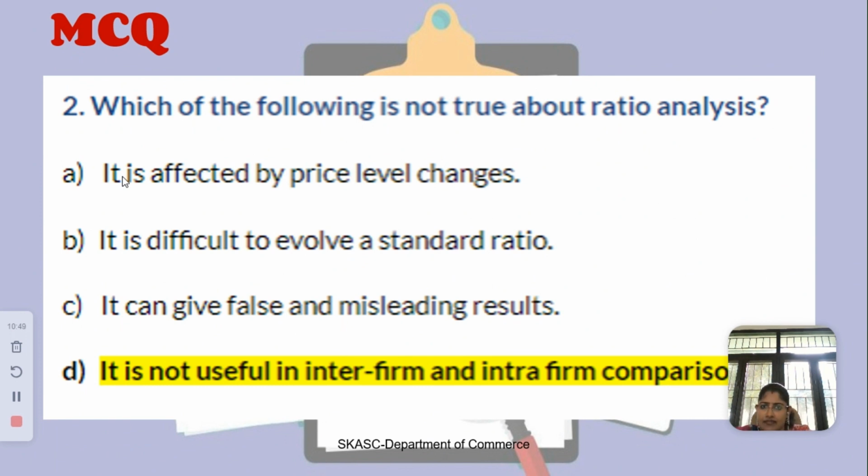Next, which of the following is not true about ratio analysis? First thing, it is affected by price level changes. Second, it is difficult to evolve a standard ratio. Third, it can give false and misleading results. Fourth, it is not useful in inter-firm and intra-firm comparison. So all the first, second, and third, if you see, it is true. Price level changes, yes. Standard ratio, yes. False and misleading, yes. What is not true is that it is not useful. When you're telling it is not useful for inter-firm and intra-firm, then for what is it used? So that is not true about ratio analysis. When you're telling it is not useful, that is untrue, right?